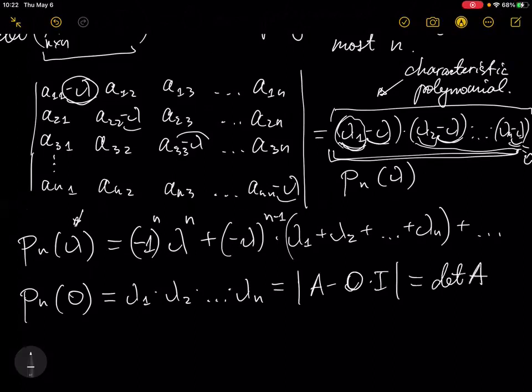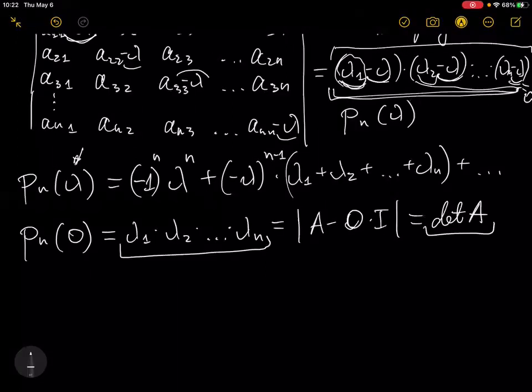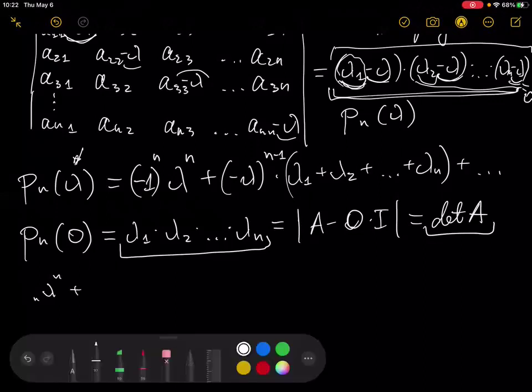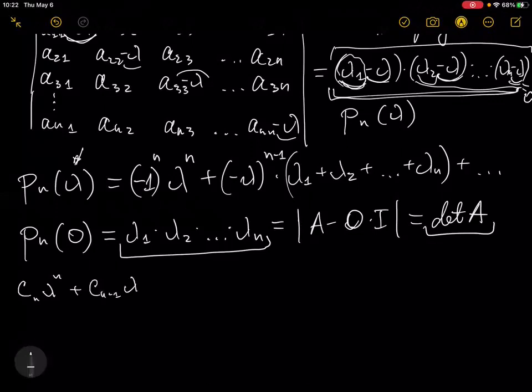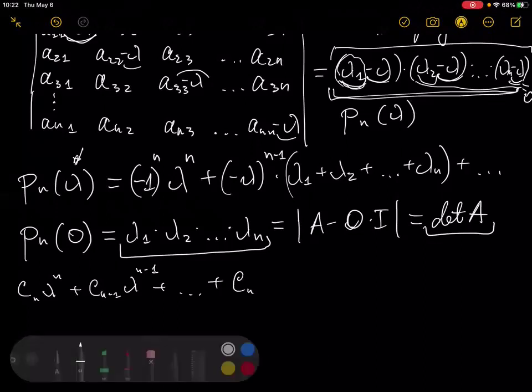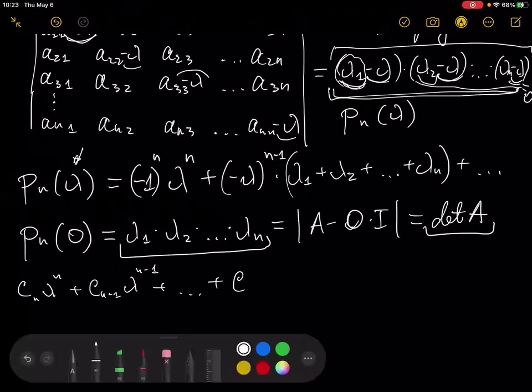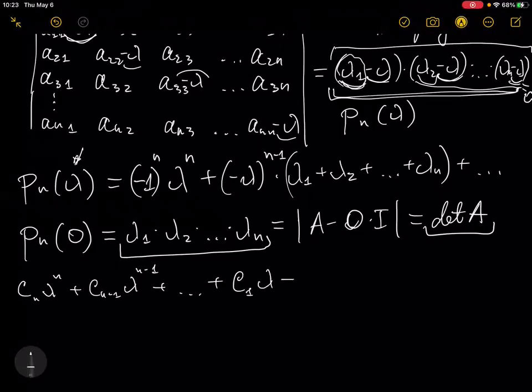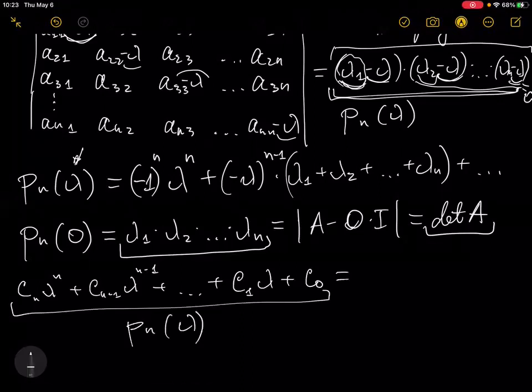So I got that, first of all, the product of all eigenvalues is equal to the determinant of A. But also if I have this a_n lambda^n, or not a, c_n lambda^n plus c_(n-1) lambda^(n-1) plus ... plus c_1 lambda plus c_0, right? So it's my characteristic polynomial, right? So it equals 0. So this is my equation for lambdas, right?